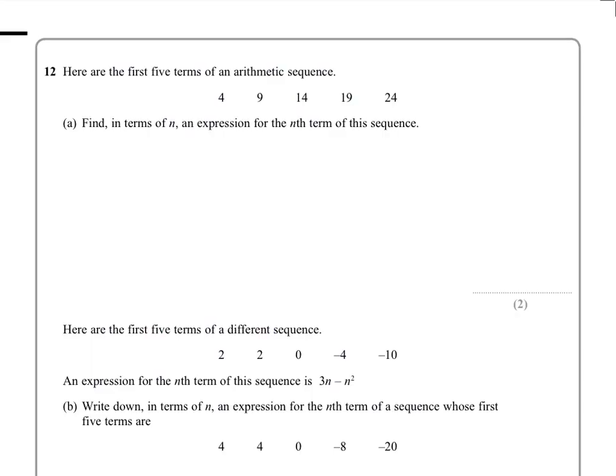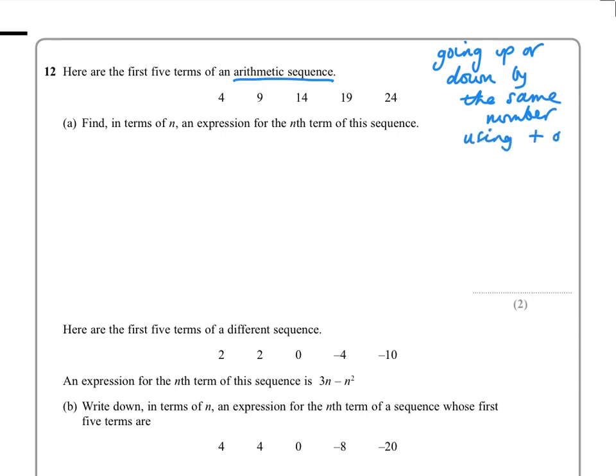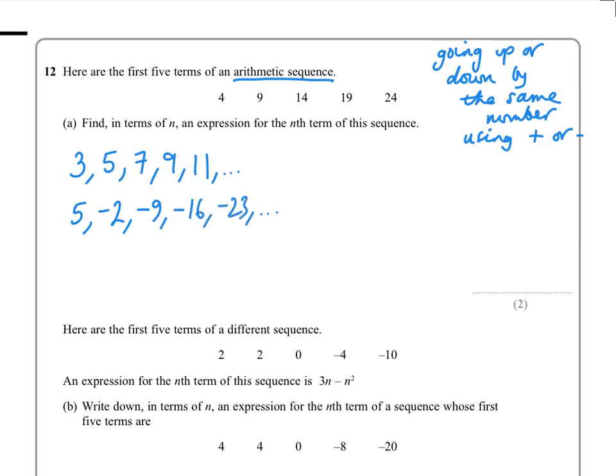So for this question, we've got an arithmetic sequence. An arithmetic sequence just means that you're going up or down by the same number using plus or minus. So I'll give you some examples. You could start with 3 and you can go up by 2. So you could go by 2 again, and so on. That's a nice arithmetic sequence. You could start with 5 and go back by 7. So you could go to -2, -9, -16, -23, and so on.